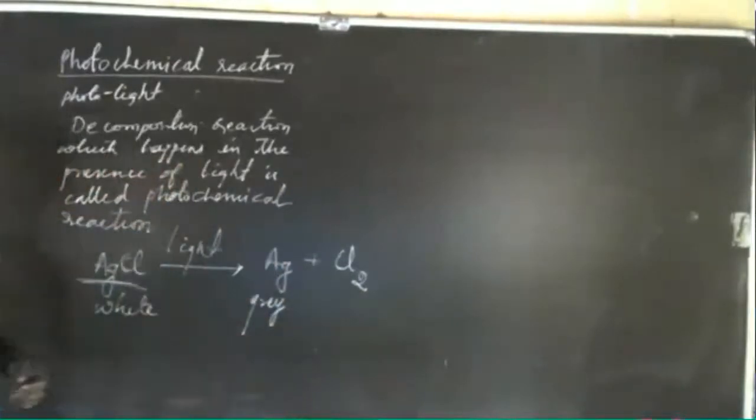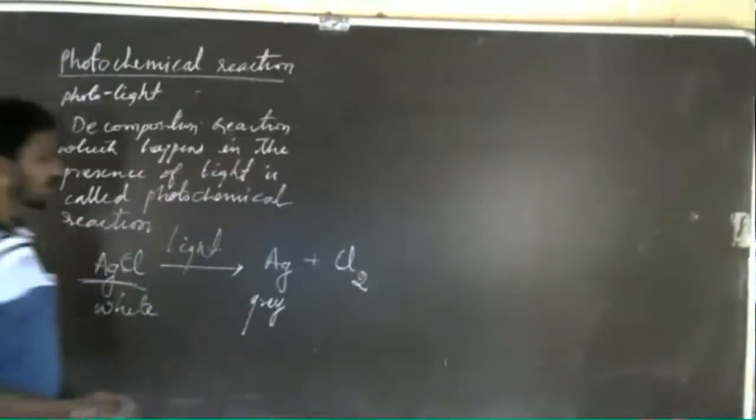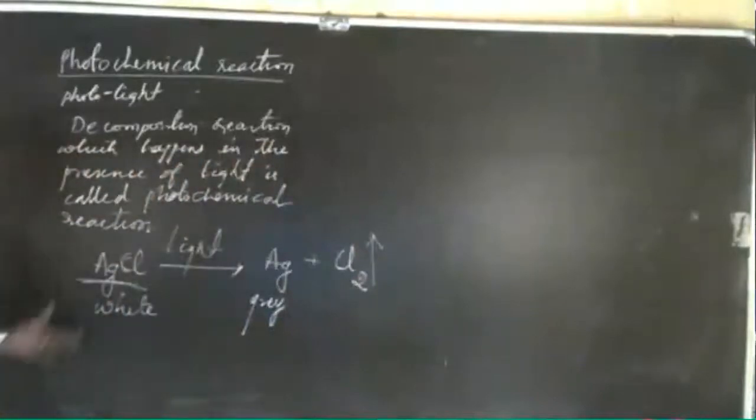So chlorine gas will be liberated in the gaseous form. Since it is a gas, you have to show the upward arrow. This is the reaction which happens. Understood? Is it clear? So this is called a photochemical reaction.